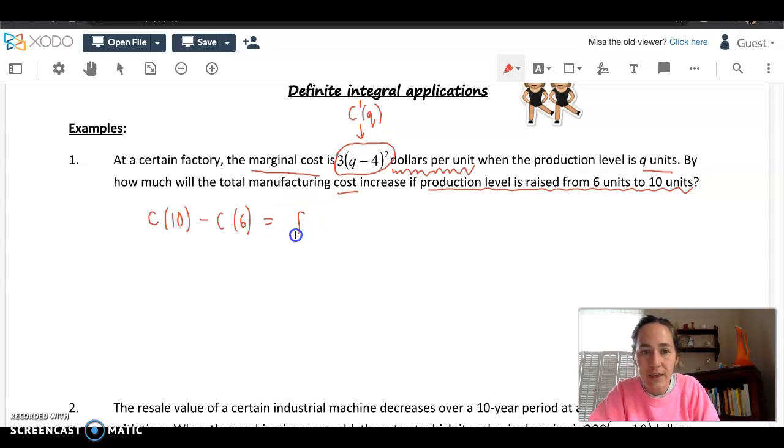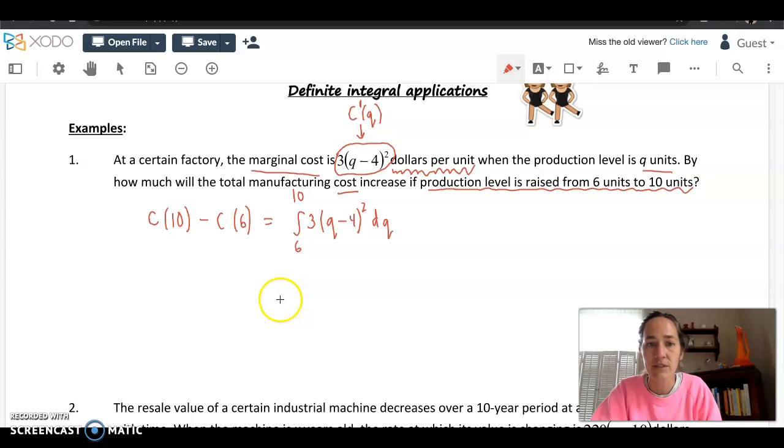If we could integrate the original derivative, 3 times (q minus 4) squared dq, because we want to integrate with respect to the variable q, and if we could integrate it from this value to that value, from 6 to 10, we'd have exactly what we need, right? We'd be able to evaluate, and the integral gets you back to an original cost function, the C of 10 minus the C of 6.